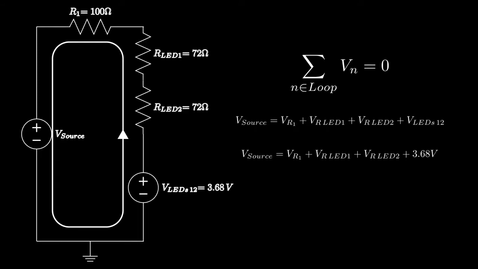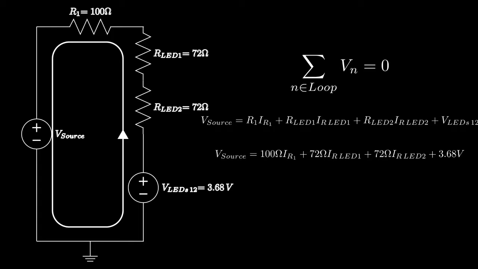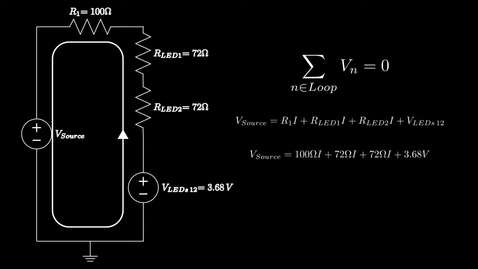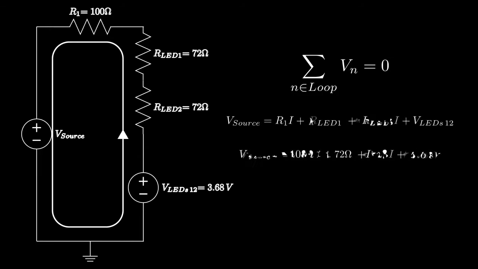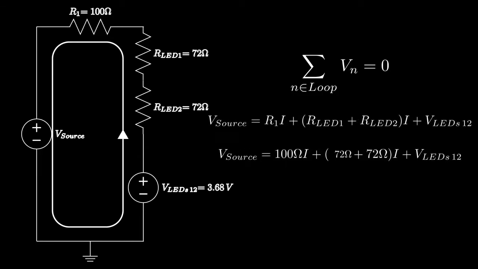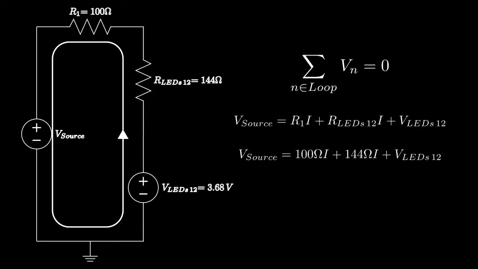By substituting in Ohm's law, we get our currents and resistances throughout the circuit. Since this is one big loop, we have the same current for each one of our components. And by factoring out that current, you'll notice that we can combine the resistances for our LEDs. Putting them together, we get a total resistance for both of our LEDs combined of 144 ohms. You can also see the combination of this in the schematic.